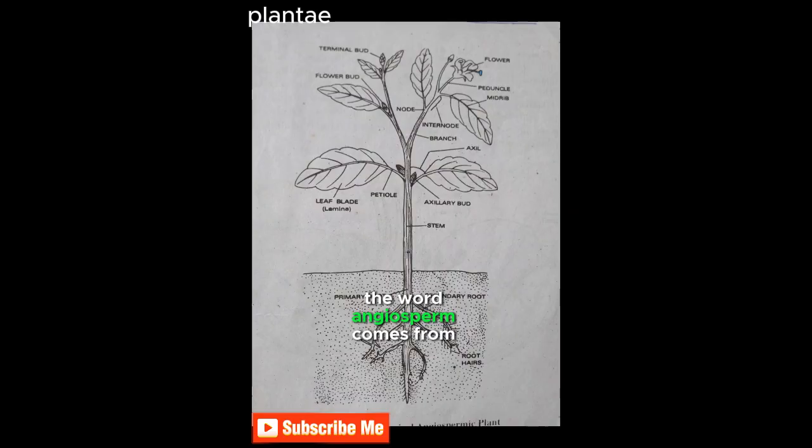The word angiosperm comes from two Greek words. Angio means covered and sperma means seed, together meaning covered seeds. This feature sets them apart from gymnosperms, where the seeds are naked and not enclosed in fruits. So, when you eat an apple or a mango, the seed inside is the covered seed, the hallmark of angiosperms.